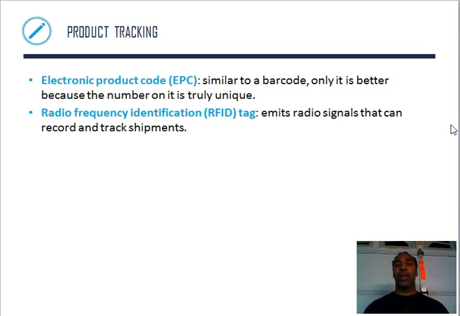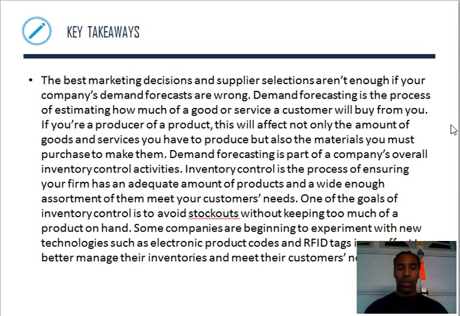Product tracking, that's always big. We get emails, hey, where's my tracking email on my product? I want to see where it's at, right? I want to see every blip on the map of where my product is. Product is on 133rd Street. I can't wait to get it. Electronic product code, similar to a barcode, only it's better because the number is truly unique. Radio frequency identification emits radio signals that can record and track shipments.